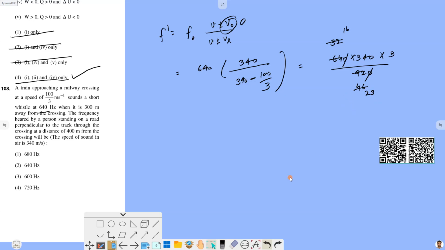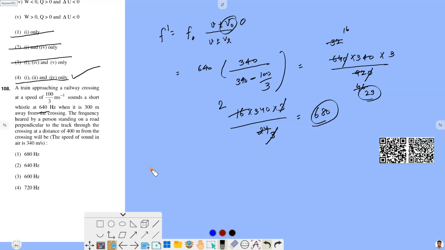Now what we can do is approximate. So 16 into 340 into 3, let us write this 23 as 24. Then we can cancel it by 8. So this will be 2, this will be 3, this will get cancelled, and this will give us 680. And that is the exact answer we have. We are just using approximation because we have to save some time during the exam. So with this, let's move to the next one, 109.